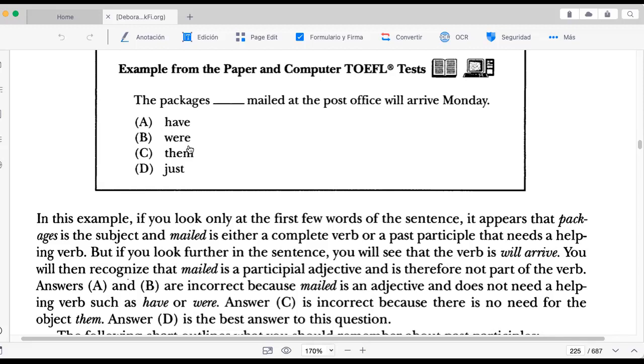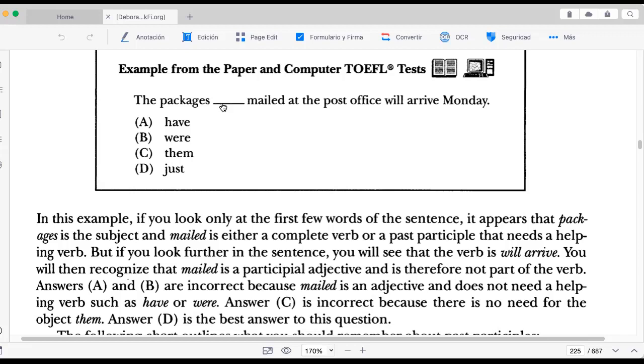Were is a verb, okay? Them is a pronoun. So just is the correct answer. The packages just mailed at the post office will arrive Monday. In Spanish it will be like, los paquetes que han sido enviados a la paquetería, vamos a verlo así, llegarán el lunes.